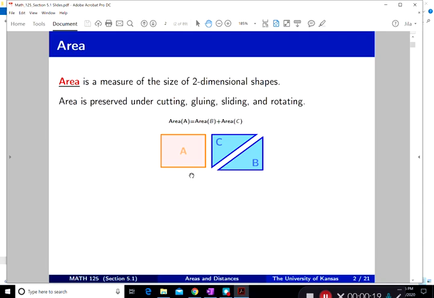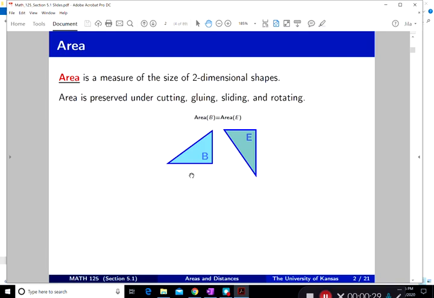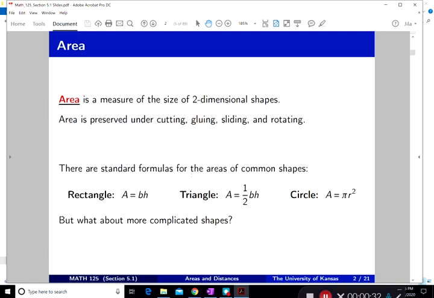So area measures the size of a two-dimensional shape. Area is preserved under cutting, gluing, sliding, rotating, and so on. The standard formulas of the area that we know of are the common ones.